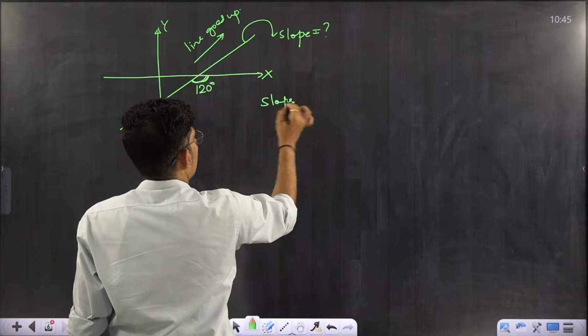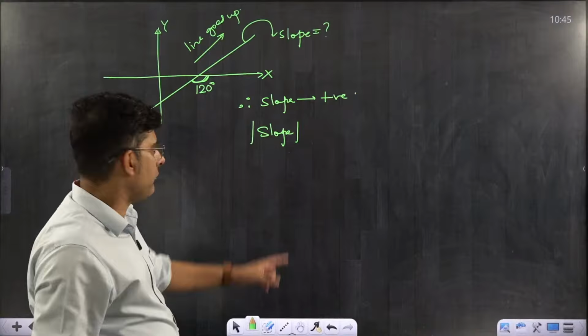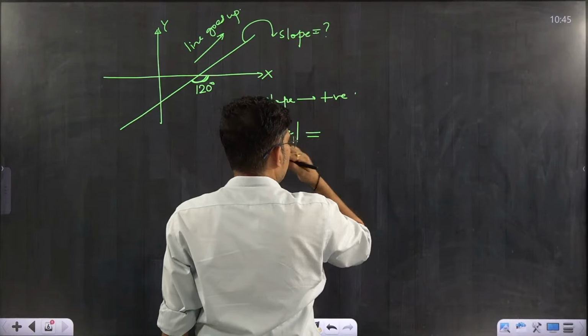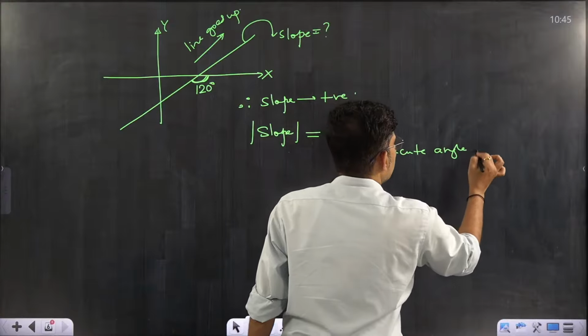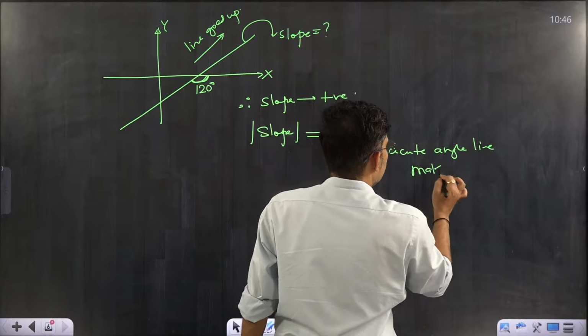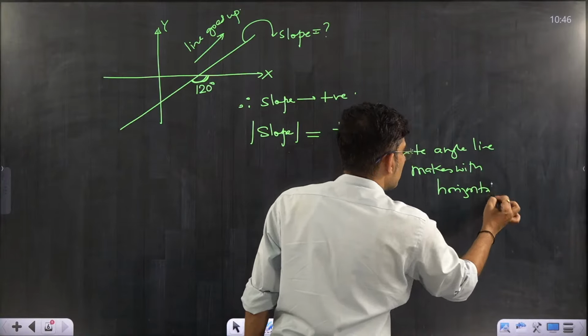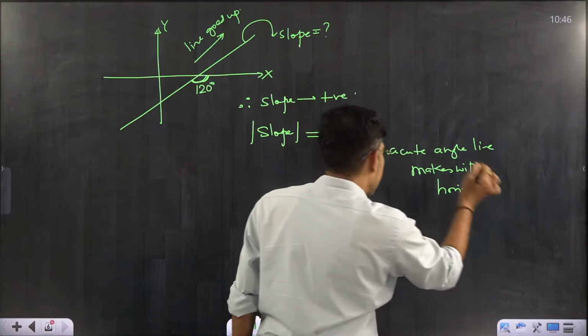Now what will you do? Magnitude. Those who are confused with this, let me make it very clear for all of you. Magnitude of slope, you can either use vertical by horizontal, or you can simply say, when you are writing magnitude of slope as tan theta, you have to just take theta as the acute angle which the line makes with horizontal.